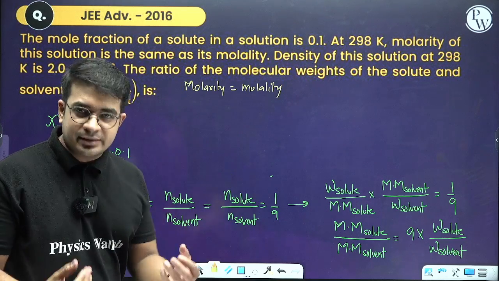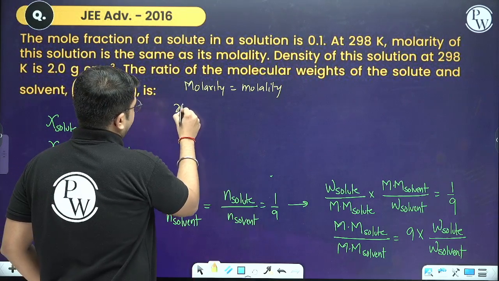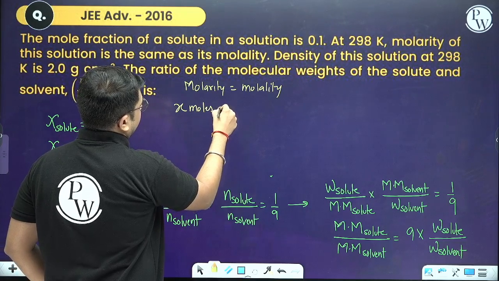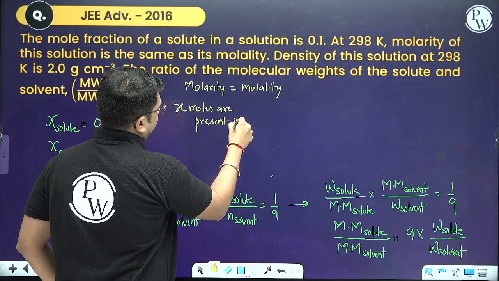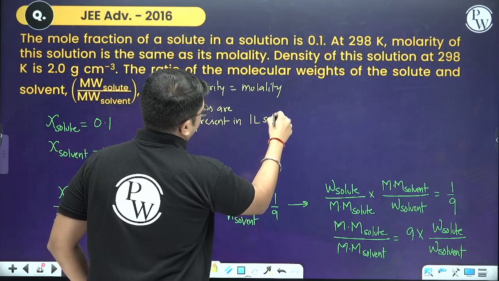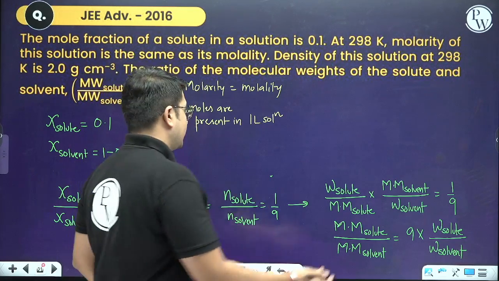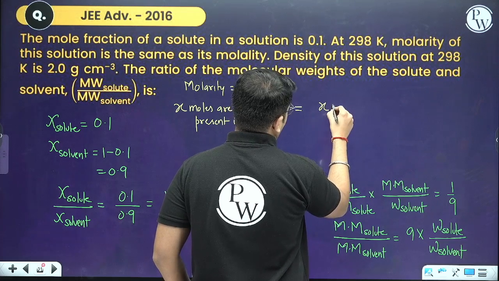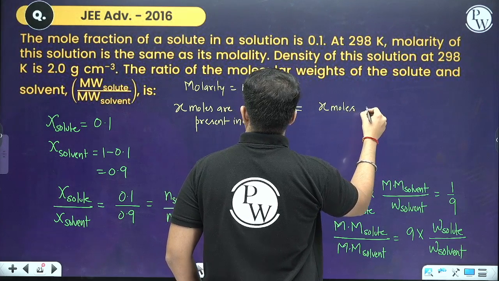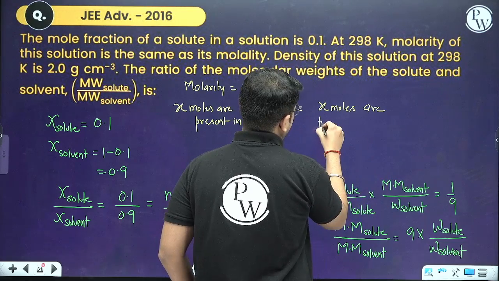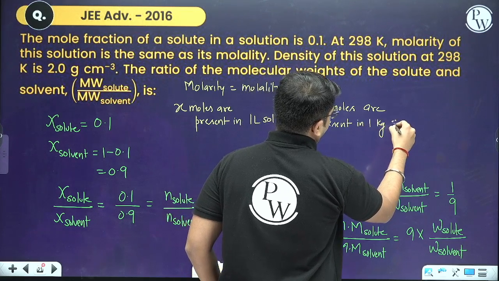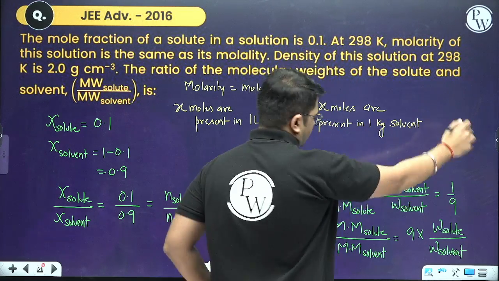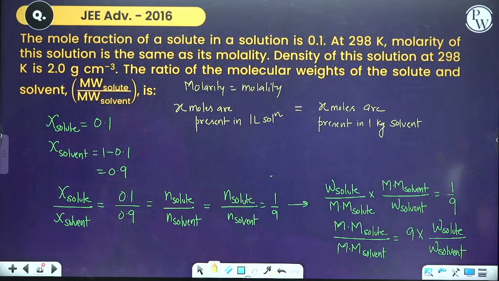Means, let's say the same number of moles are present. So x moles are present in 1 liter of solution. Exactly, x moles of solute are present in 1 kilogram of solvent. That's the basic trick you have to remember.